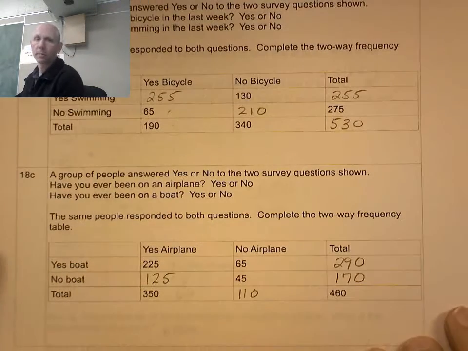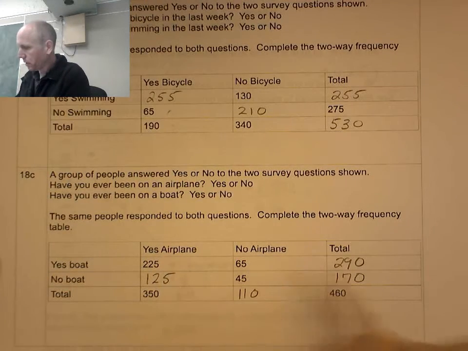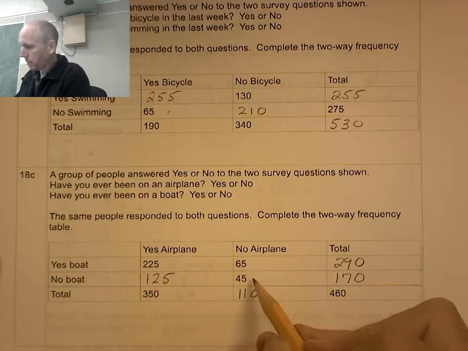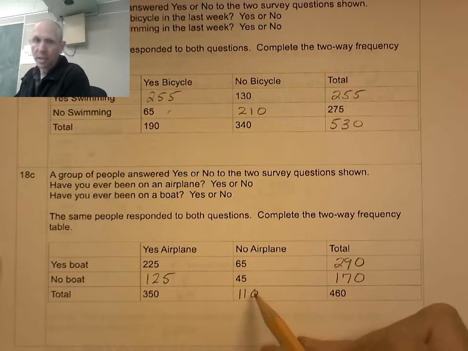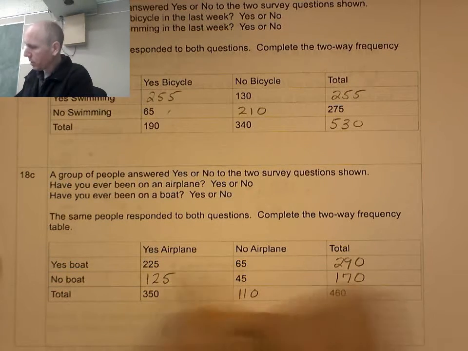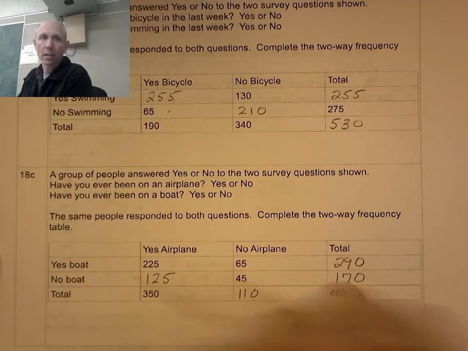And same thing on this one. 225 plus 65 is 290. 65 plus 45 is 110. Adding up, adding up. And when I'm missing one of these numbers, I do a little subtraction to find it. Okay.